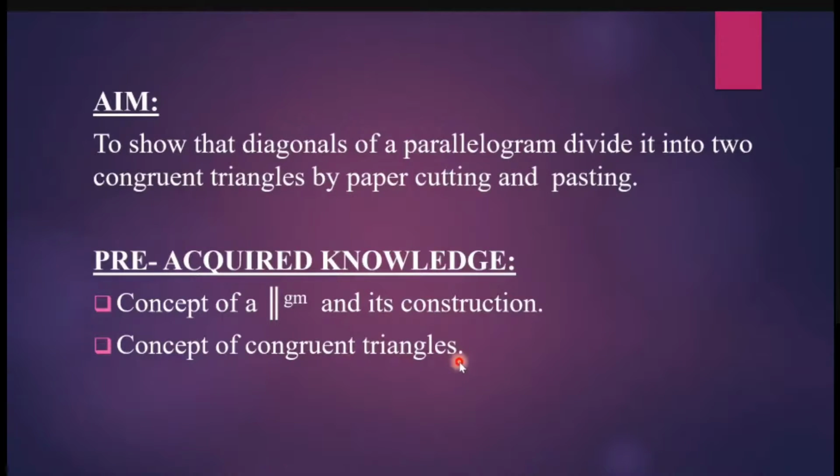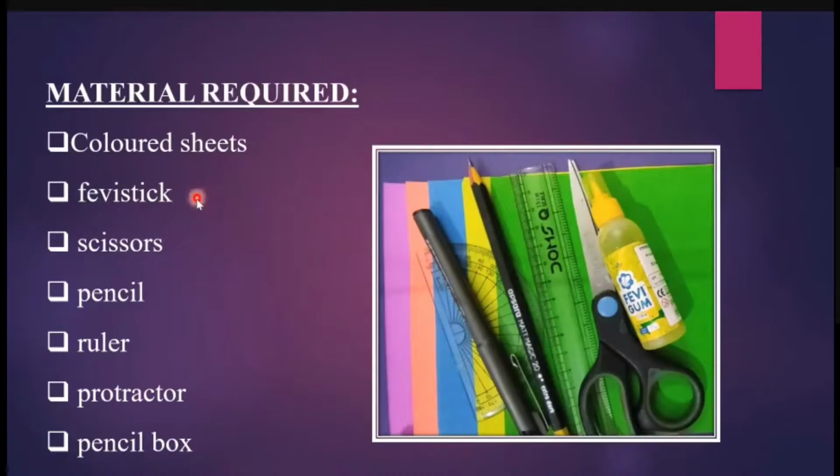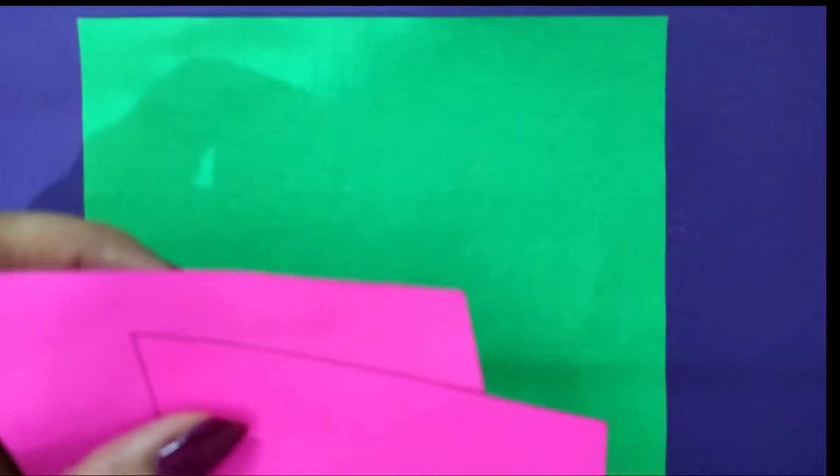concept of congruent triangles. So the material required, we need the colored sheets, fevistick, scissors, pencil, ruler, protractor and the pencil box. They're all shown here. Let me demonstrate the activity to you.